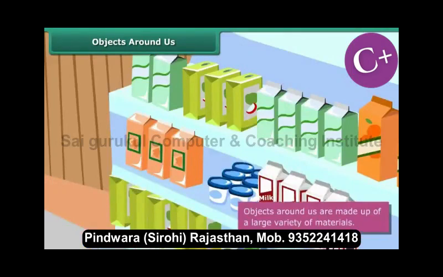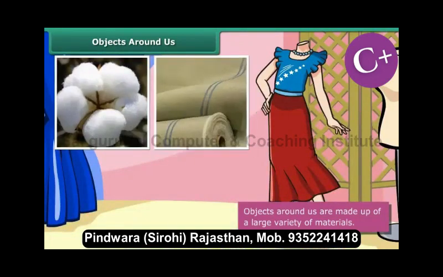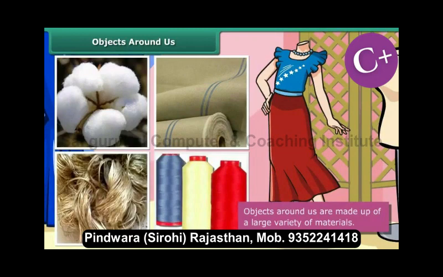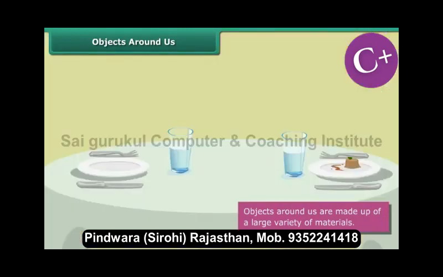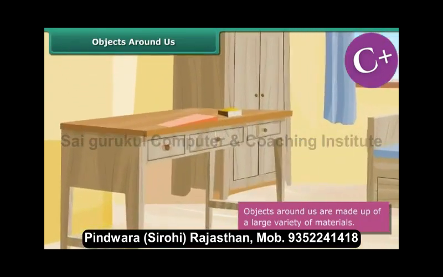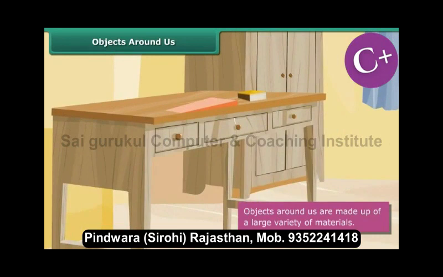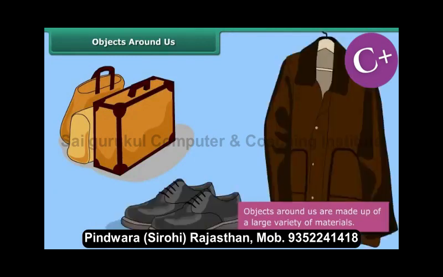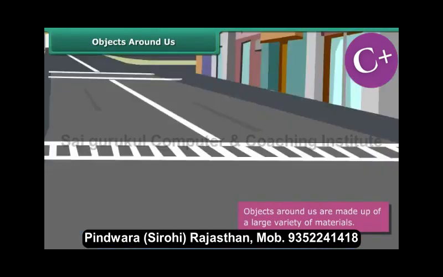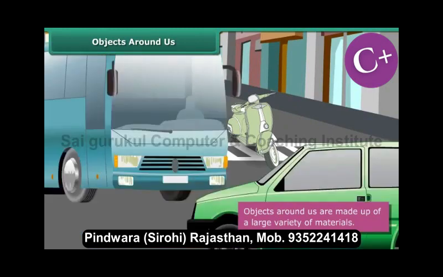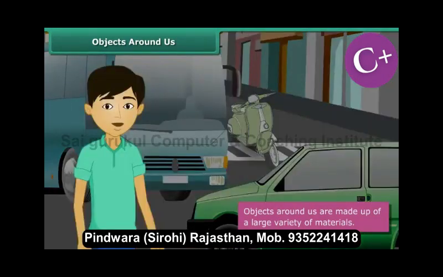All objects are made of one or more materials. Clothes are designed from cotton, linen, jute, nylon, etc. We use glass, stainless steel or plastic crockery in our homes. Furniture is made of wood, plastic, or even iron and stone. Leather, plastic, resin or jute is used to make bags, shoes and jackets. Vehicles such as scooters, cars, buses are made of steel. Therefore, we may say that objects around us are made up of a large variety of materials.